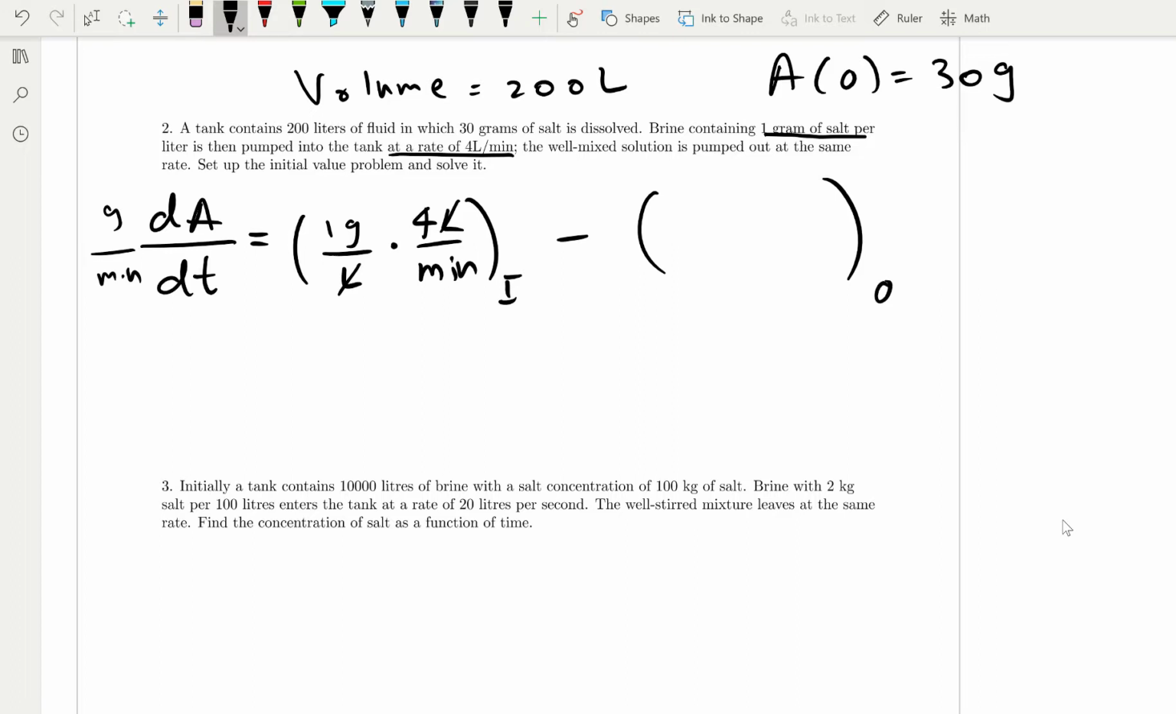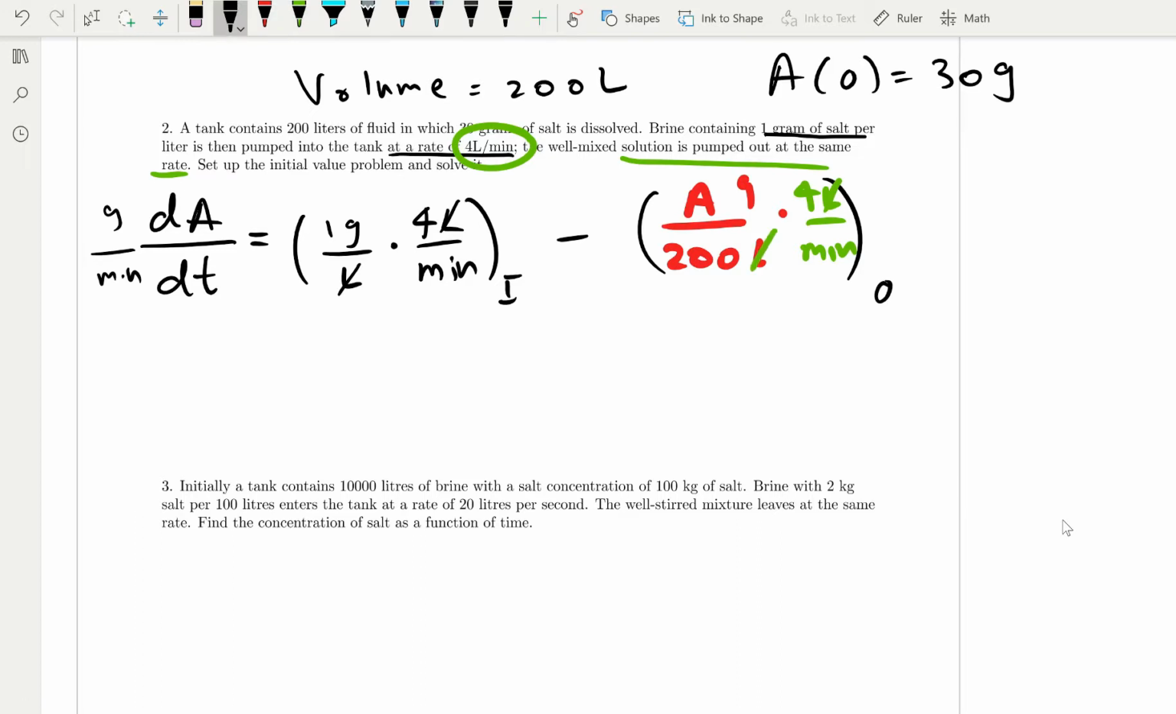Now the outflow. In the outflow we don't know the concentration because it's changing. The amount of salt is already changing when we are pumping water out. So the amount of salt we don't know, that's A. Now you have to make it concentration, so you divide by the volume 200. So this is gram over liter times the rate. What's the rate that it's going out? It's pumped out at the same rate, 4 liters per minute. As you can see, liters cancel out and you get gram over minutes. We are good with the units.